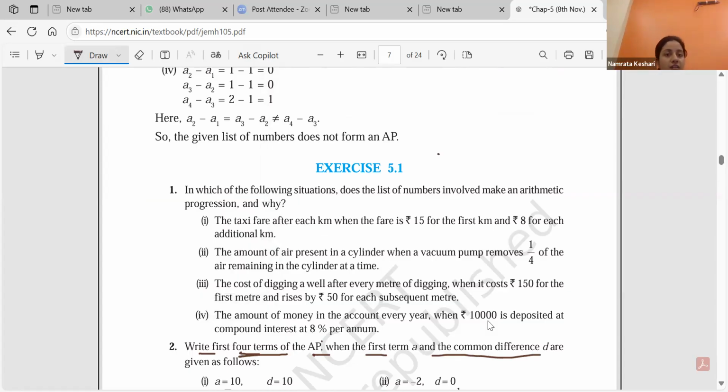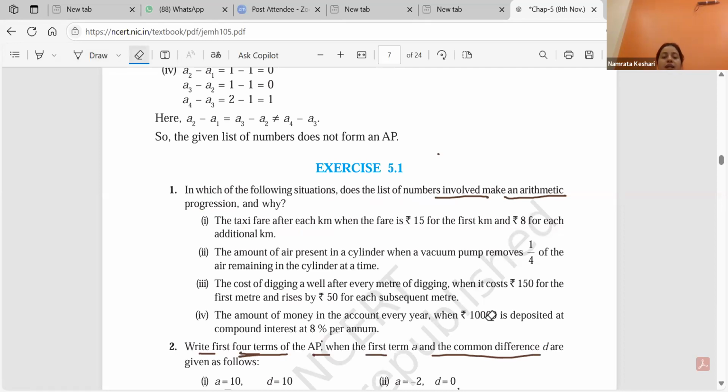Here a situation is given and you have to identify whether this is in AP or not. Let's read the situation. See, pair of linear equations, quadratic equations, so many word problems you have solved. This is just like that only. Let's read the instruction first: in which of the following situations does the list of numbers involved make an AP? Okay, in which situation will the list of numbers create an AP? Let's try understanding the situation.